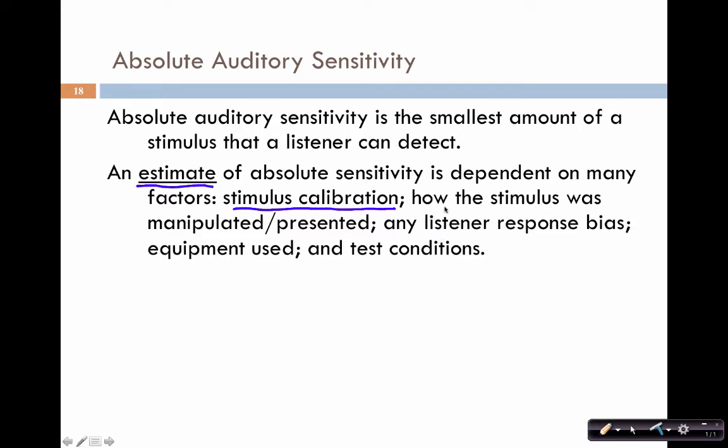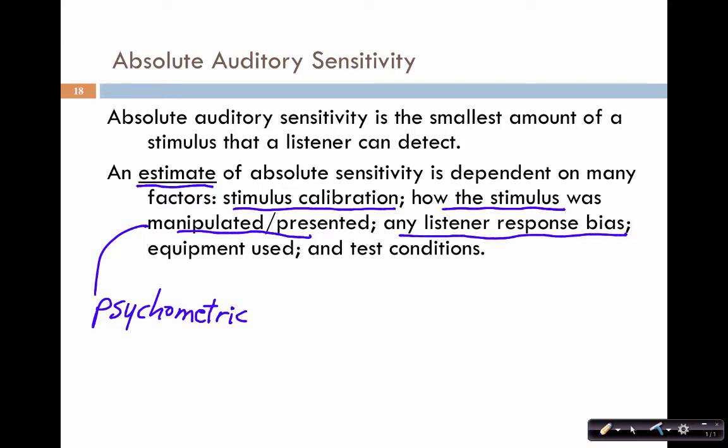A second factor that will influence an estimate of absolute sensitivity is how the stimulus was presented. And you will see in this slide set various different methods that will be referred to as methods of limits, methods of constant stimuli, methods of adjustment, that for lack of a better word, could be referred to as the psychometric procedure. In other words, how are we exactly manipulating the stimulus, and that might be referred to as the psychometric aspect of it.